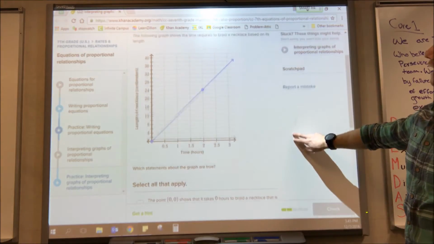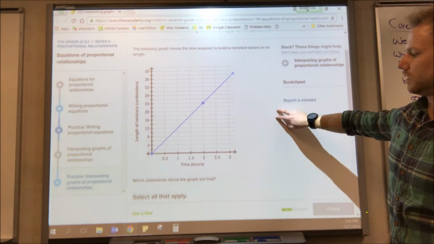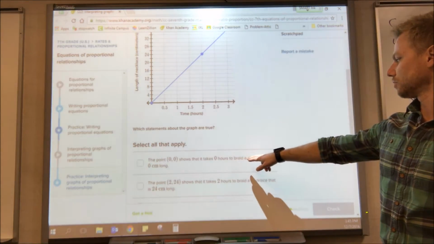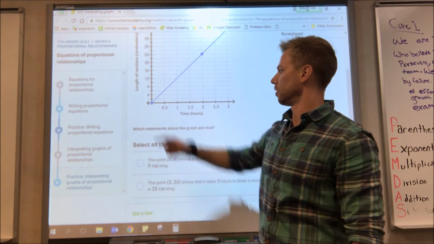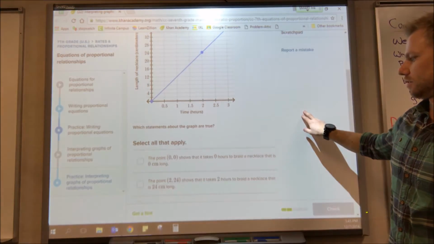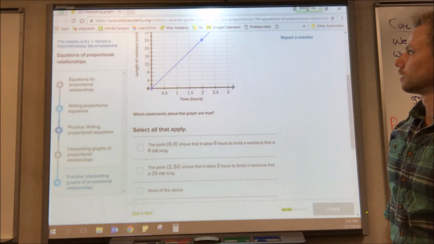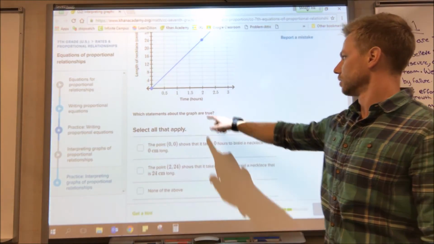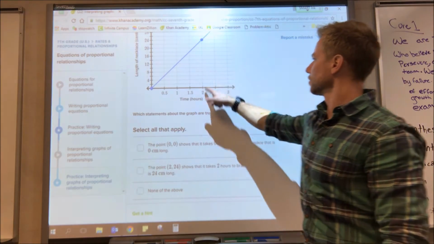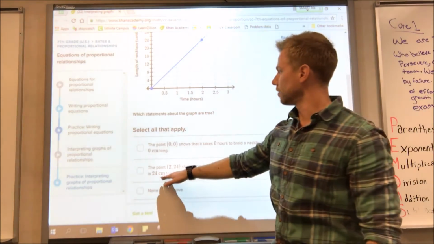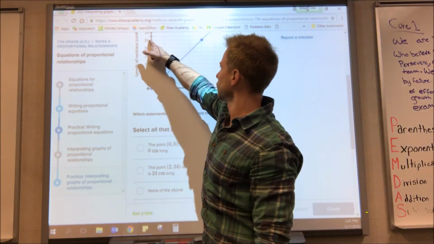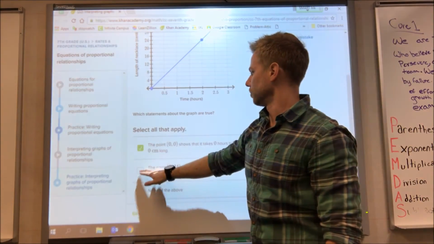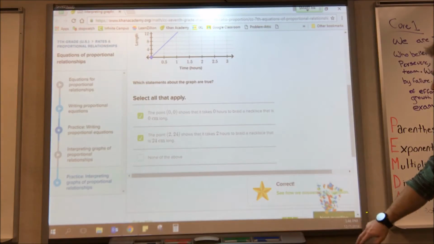Okay. All right, again on this one, we need to figure out which of these statements are true from this graph. So the point 0, 0 shows that it takes 0 hours to braid a necklace that is 0 centimeters long. That's true. That's the origin. The point 2, 24, which is the dot on the graph, shows that it takes 2 hours. Hours is on the bottom, 2 hours, so that's correct, to braid a necklace that is 24 centimeters long. This is centimeters. That's exactly what that point shows us. 2 hours, 24 centimeters. So both of those are true.